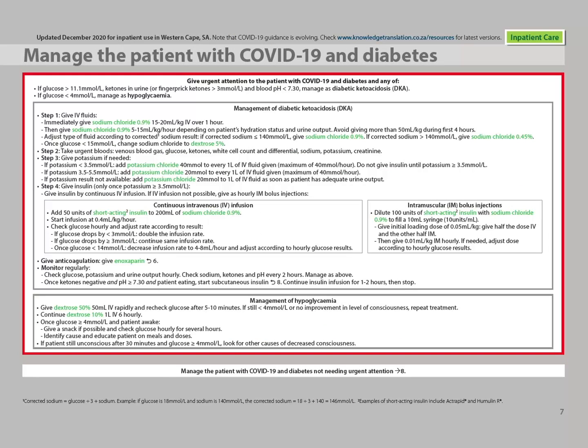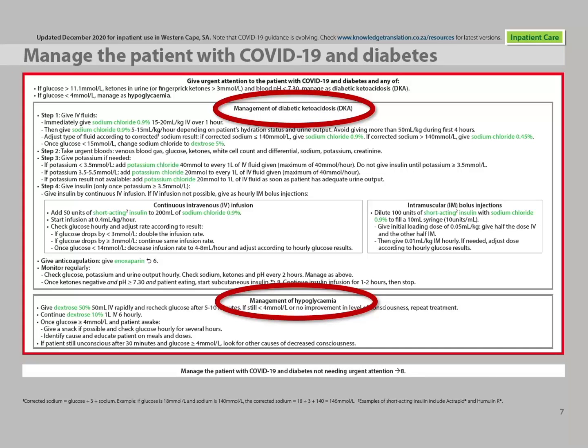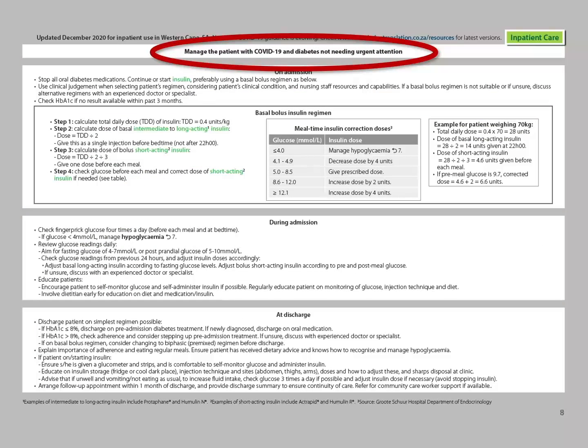Patients with diabetes are at a significantly higher risk of developing severe COVID-19, especially if their diabetes is poorly controlled. We have included guidance on the management of diabetes in the context of COVID-19 to assist clinicians who may be less experienced in this area. The red box on page 7 covers management of diabetic ketoacidosis and hypoglycemia, while page 8 provides guidance for routine care of patients not needing urgent attention.